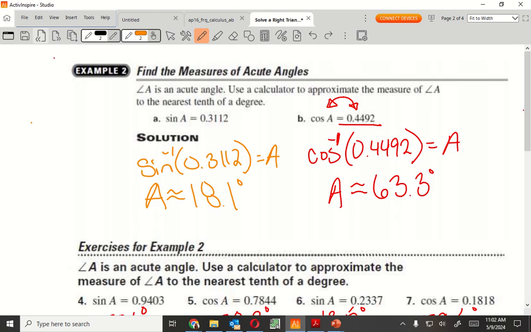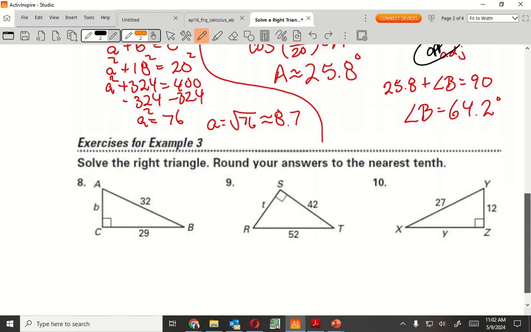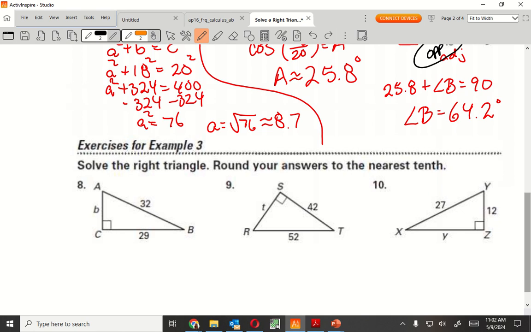So let's go ahead and try our practices. You guys are working on 8, 9, 10. Actually, how about this? Only 8 and 9. But you have to find all the angles and all the sides.